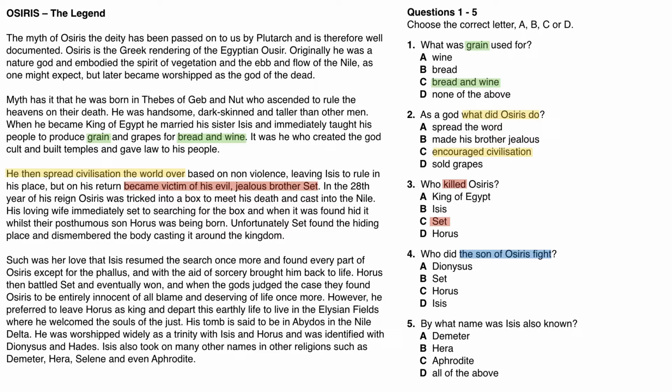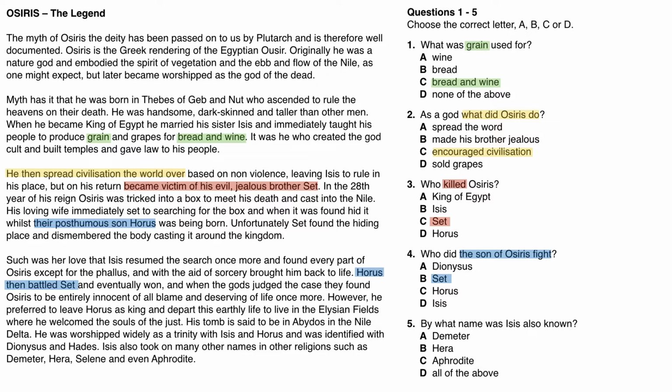Who did the son of Osiris fight? So first we need to find out the son's name. Who is the son of Osiris? And we can see their posthumous son Horus was being born. Okay, so posthumous just means after his death. So his son was born after his death. His son's name is Horus. Who did he fight? Horus battled Set. So to fight, to battle, to have a battle. So again, the answer is Set. This time it's B.